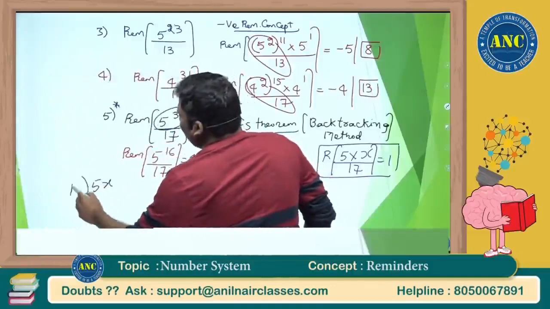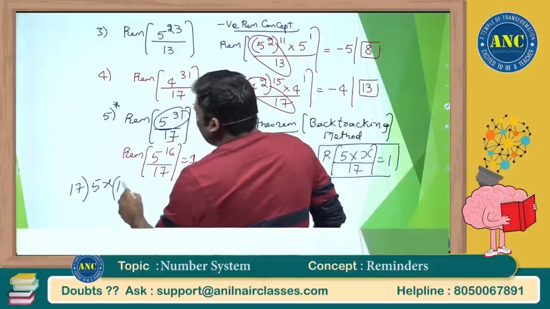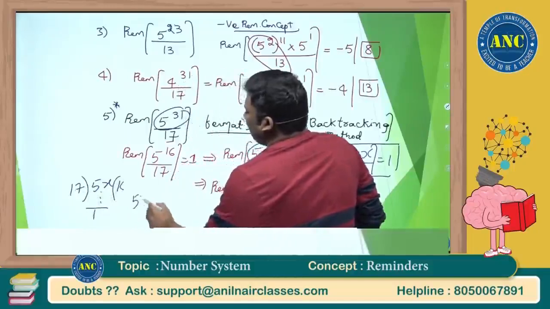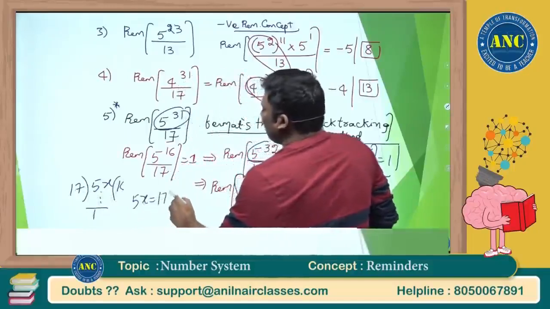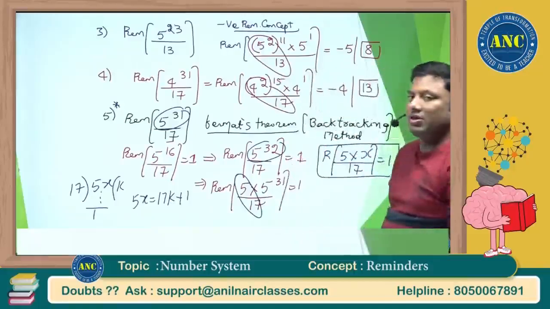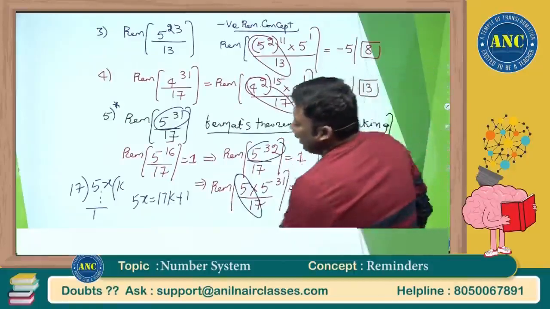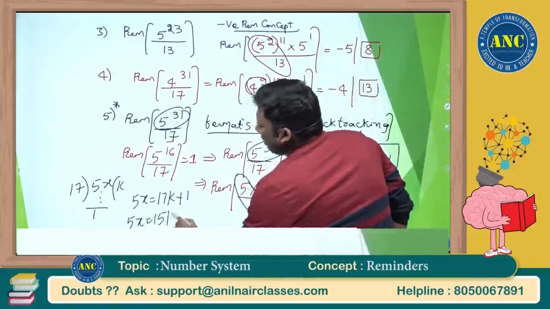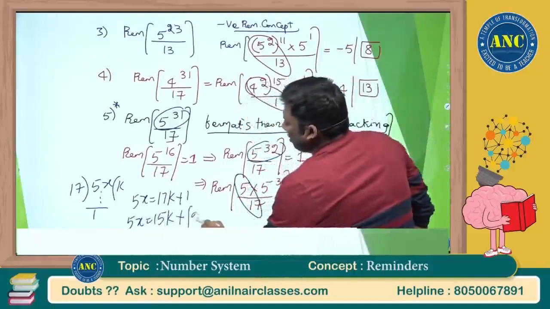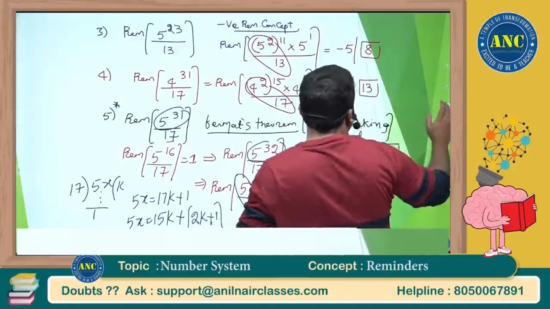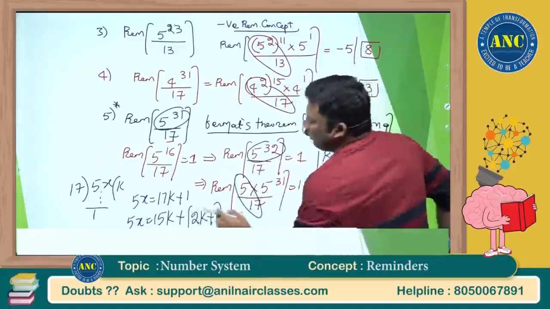5x, when you divide by 17, the quotient is nothing but k. The remainder is 1. Dividend is equivalent to divisor into quotient plus remainder. 5x is equivalent to 17k plus 1. So 5x is nothing but 15k plus 2k plus 1.